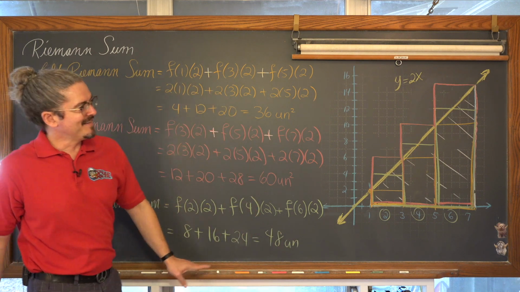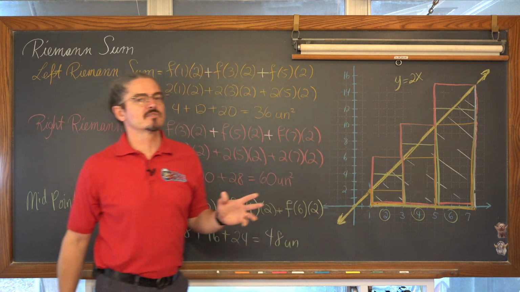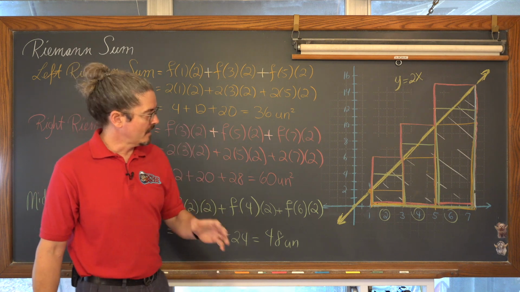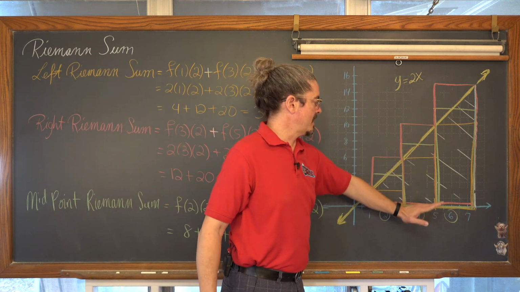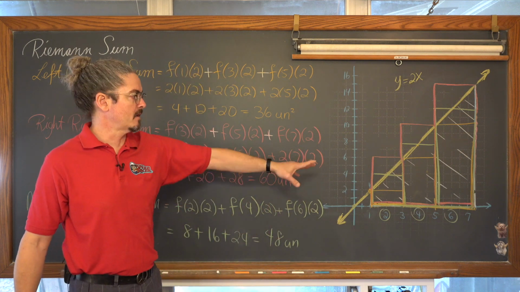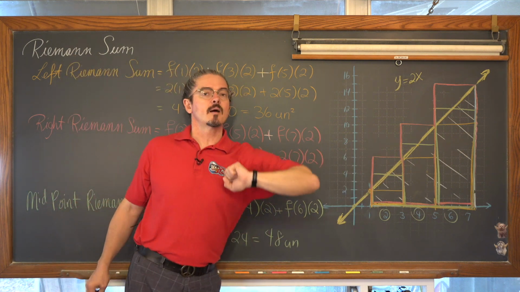Now, because y equals 2x is a linear function, you're about to find out that 48 is actually the area between y equals 2x and the function between the values of 1 and 7, because we're going to move on to finding this area with the recognition that this is a common geometric region.